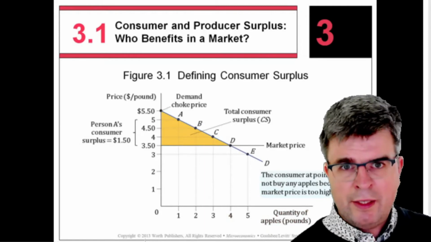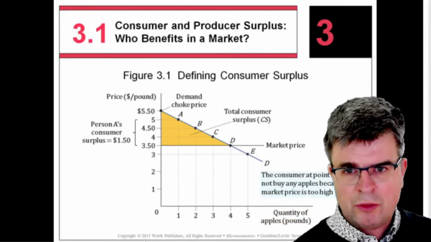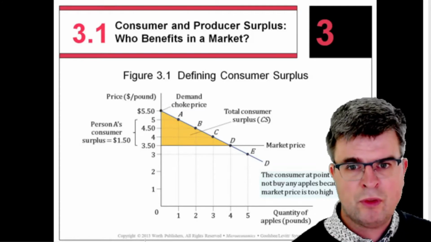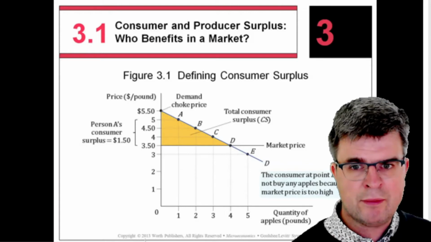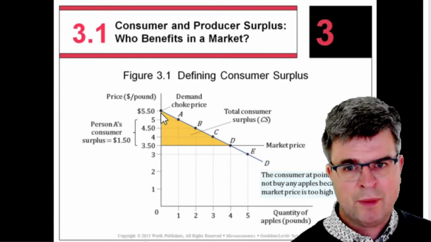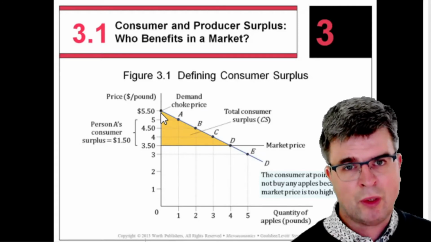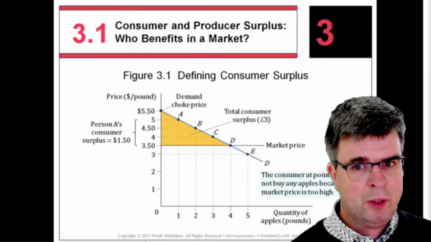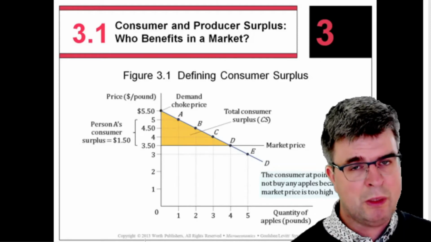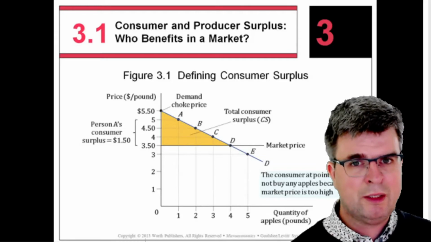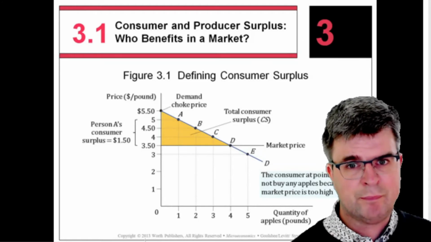So how to define the consumer surplus? That turns out not to be too difficult. So we're back to the demand curve that we had in chapter 2. And remember that we started out with the demand choke price, telling you that in this case, at a price of $5.50, no one is willing to buy an apple. But when the price decreases to below $5.50, some people are willing to buy an apple, which means that the willingness to pay of some consumers for an apple is close to $5.50.